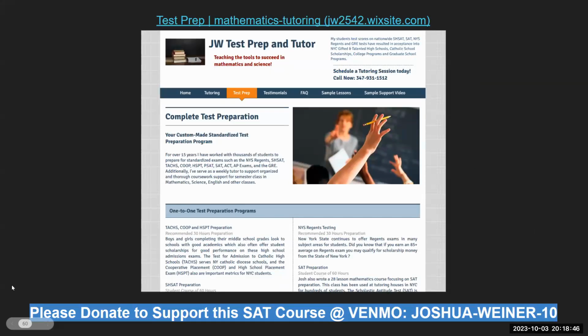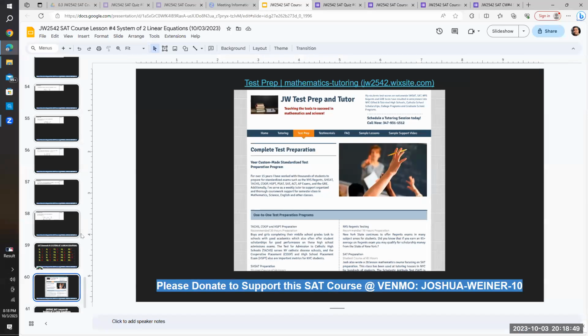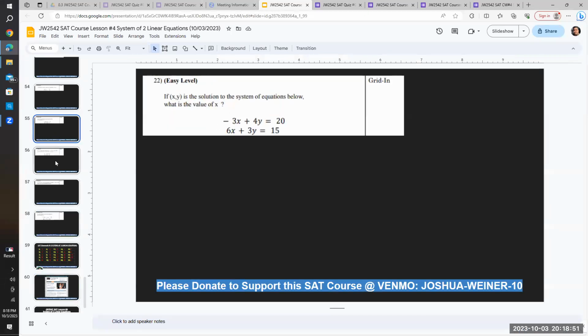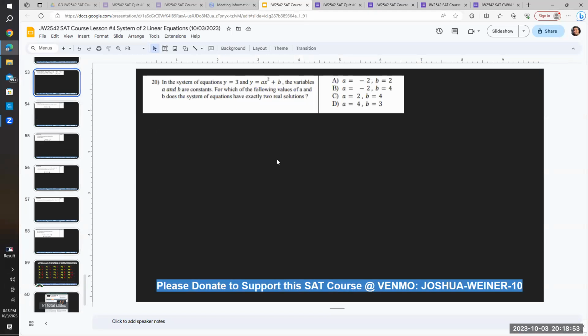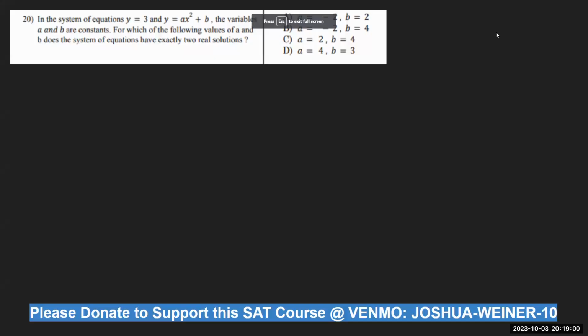Let's go to question number 20, because it is a challenge level question. It's in the challenge level block. Can you read question number 20 out loud? And we'll go over this one for our review tonight. Natasha? In the system of equations, y equals 3 and y equals ax squared plus b. The variables a and b are constants. For which of the following values of a and b does the system of equations have exactly 2 real solutions?